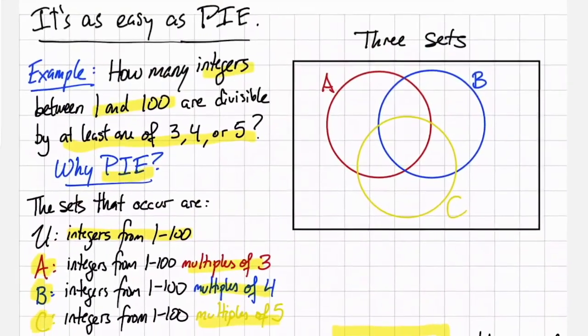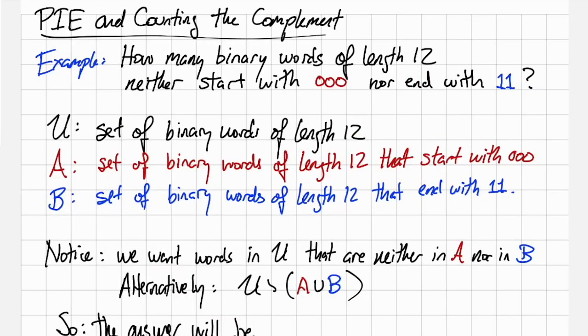Let's talk about one more example that uses both the principle of inclusion and exclusion and the principle of counting the complement. How many binary words of length 12 are there that neither start with 000 nor end with 11? Just like in our previous questions, we need to figure out what the universe is. Every single object that we're counting is a binary word of length 12, and so that's our universe. What are the restrictions on that set? One restriction is that words can start with 000. Another restriction is that words can end with 11.